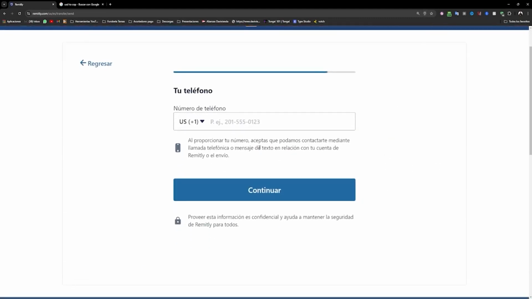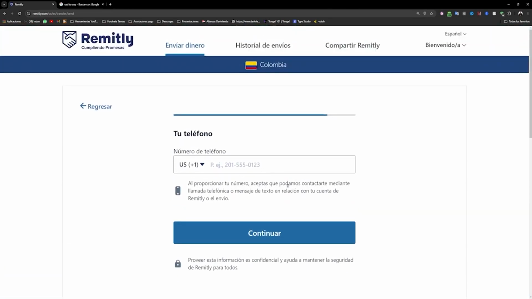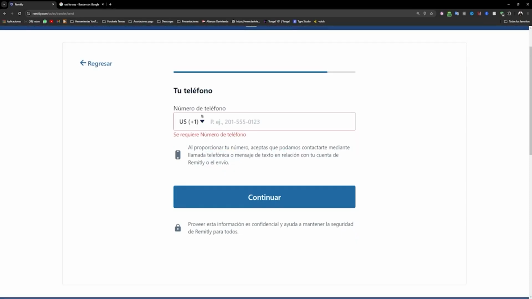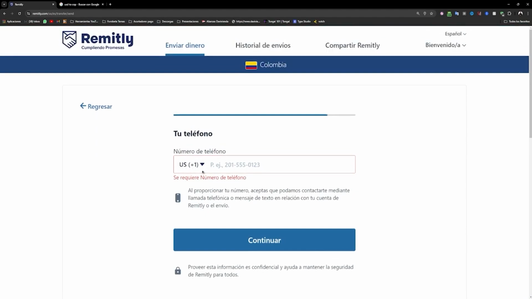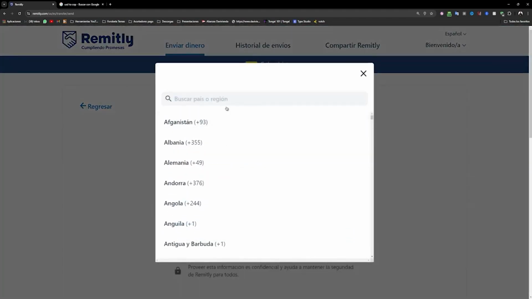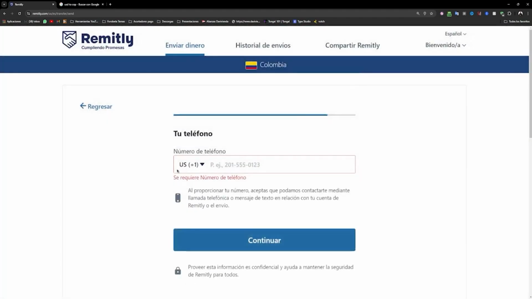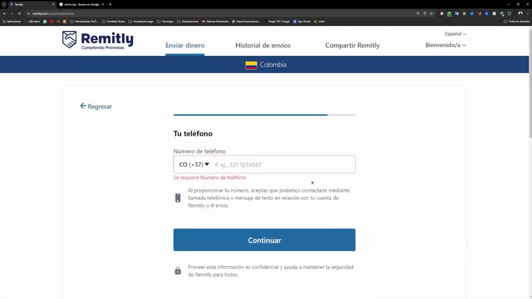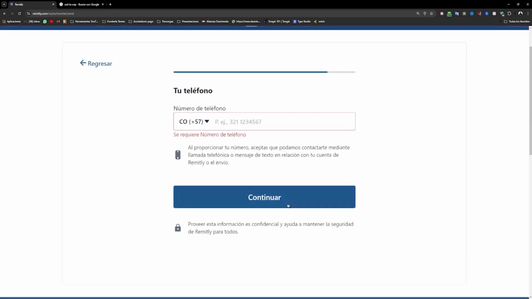click continue. Then it requests my phone number, which is mandatory to receive messages about contact via phone call or text message related to our Remitly account or the transfer. It's important to note that we don't necessarily have to enter a phone number from the country we're in. You can choose to use a number from another country, like Colombia in my case, and enter a Colombian phone number. So I'll just input any number here to demonstrate how to proceed.